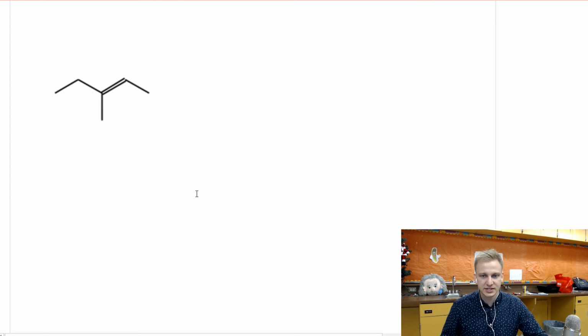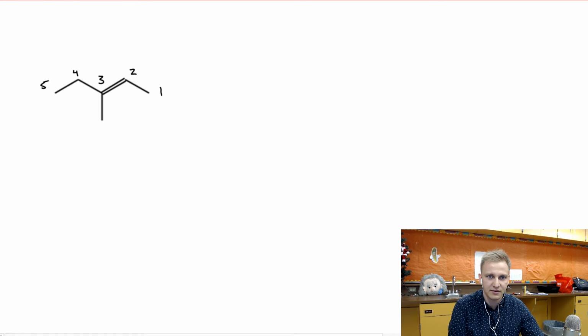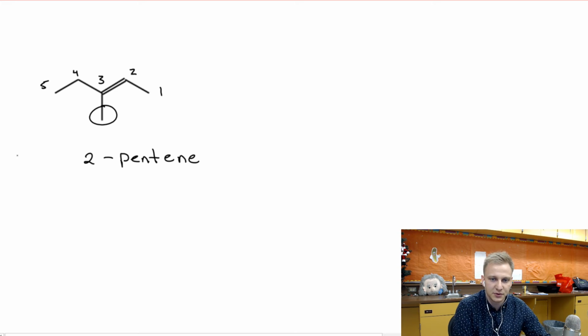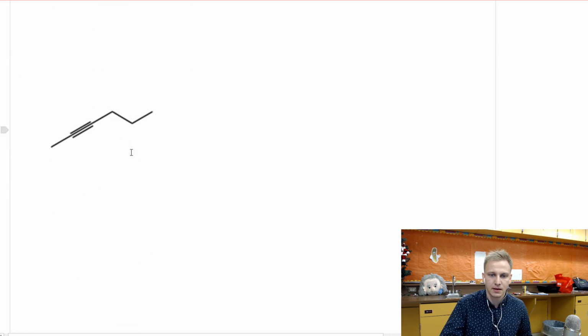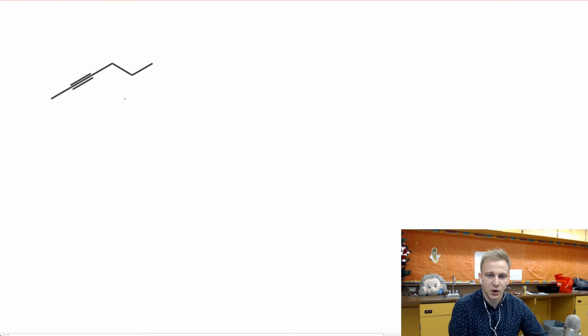So going down, we have another example here. Again, we want that double bond to have as low of a number as possible. So we'll go 1, 2, 3, 4, and 5, number like that. We have a 5-carbon molecule, so we know that we're operating with a pent. We have a double bond, so we know it's going to change the ending to ene, and we know that double bond is on carbon 2. Again, we're left with a methyl group out here, so we have 3-methyl-2-pentene.